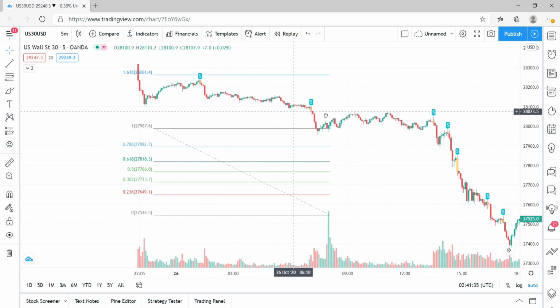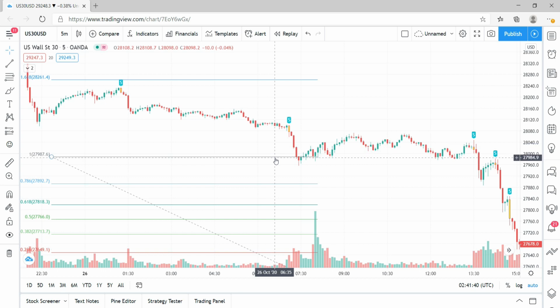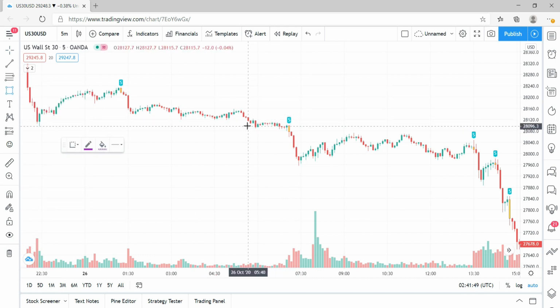So right now, guys, what we have is supply right here. Okay, so let me put that Fibonacci on this level right here. Actually, let me draw the zone first. If you don't know what supply and demand is, it's basically aggressive buying and aggressive selling.